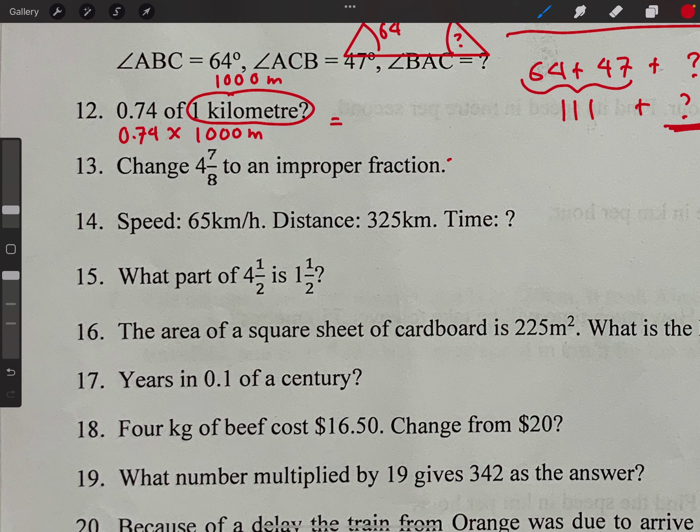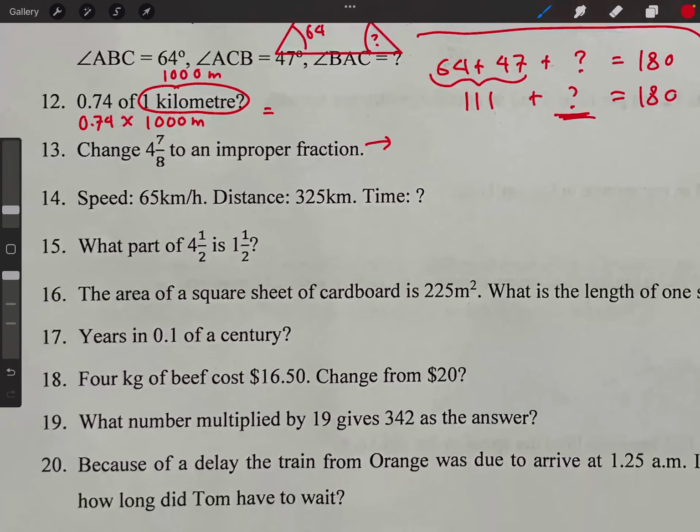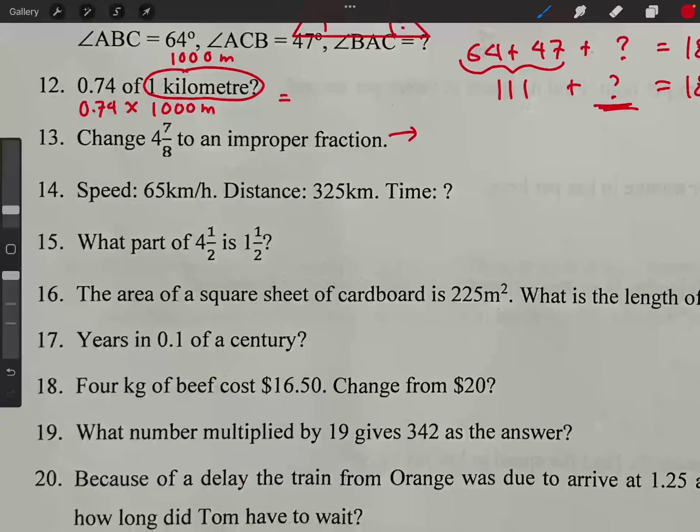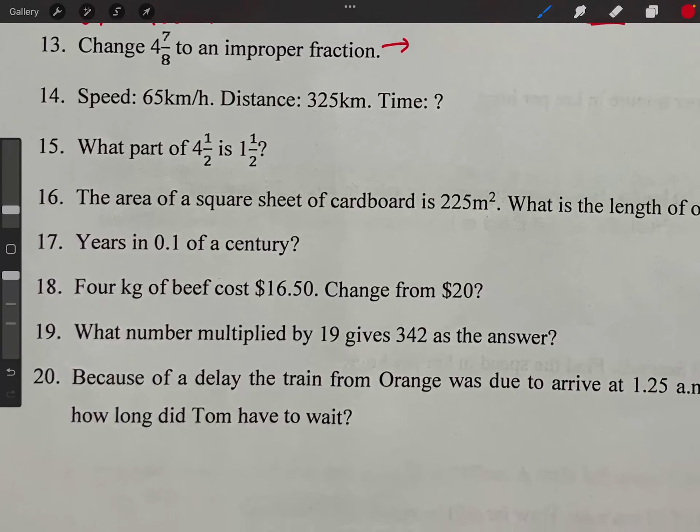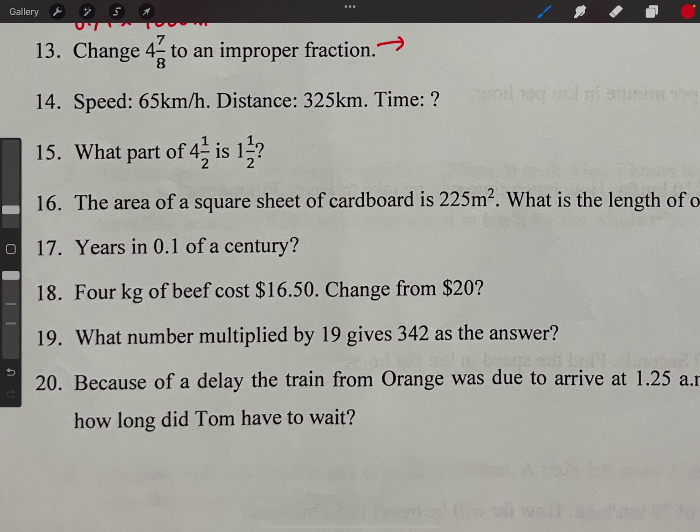Change to improper fraction. Okay, I'm going to let you do that by yourself. It's not that tricky. Question 14, speed.